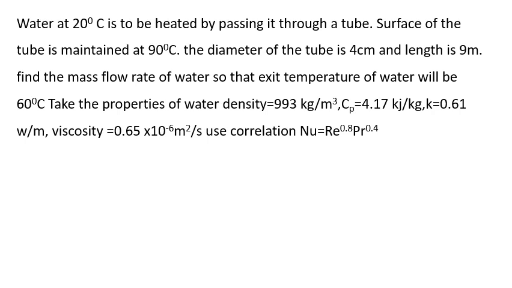And properties have been given, that is rho, that is density, is equal to 993 kg per meter cube. Specific heat Cp is equal to 4.17 kilojoule per kg. Thermal conductivity K is 0.61 watt per meter, and kinematic viscosity is 0.65 into 10 to the power minus 6 meter square per second.